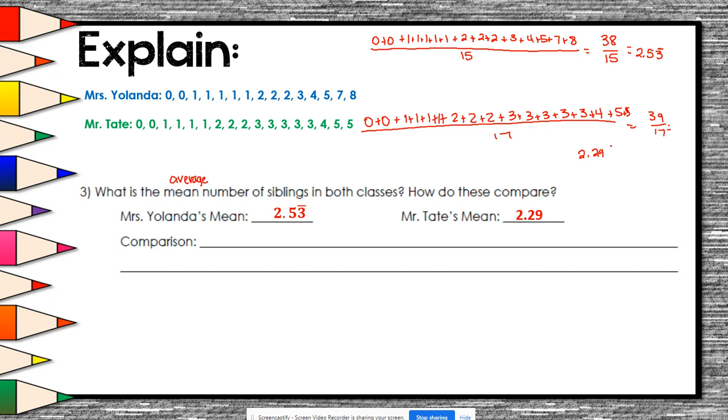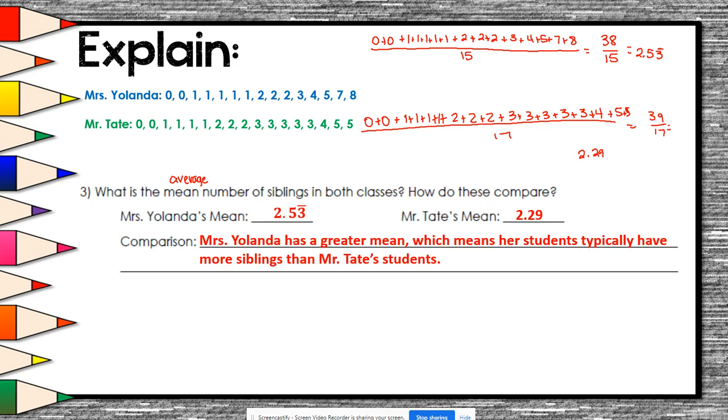Well, remember a mean, it tells us the typical performance of a data set. And I can see that Miss Yolanda has a mean of about 2.53, and Mr. Tate has a mean of about 2.29. So Miss Yolanda's is slightly larger. So I would say that students in Miss Yolanda's class typically have more siblings than students in Mr. Tate's class.